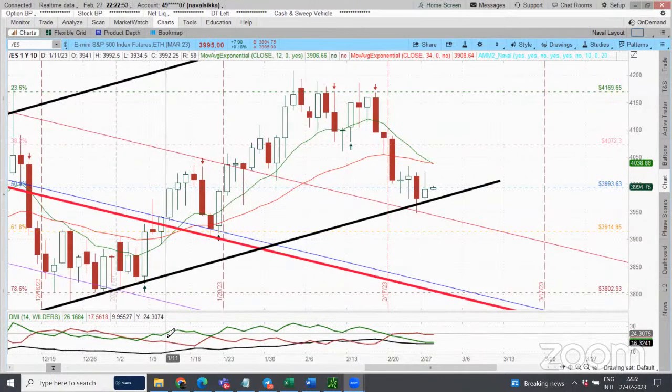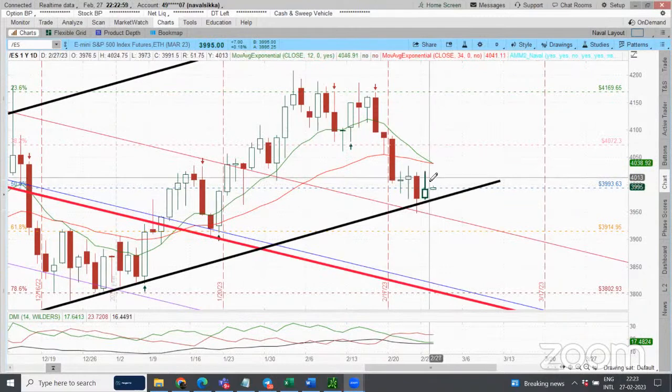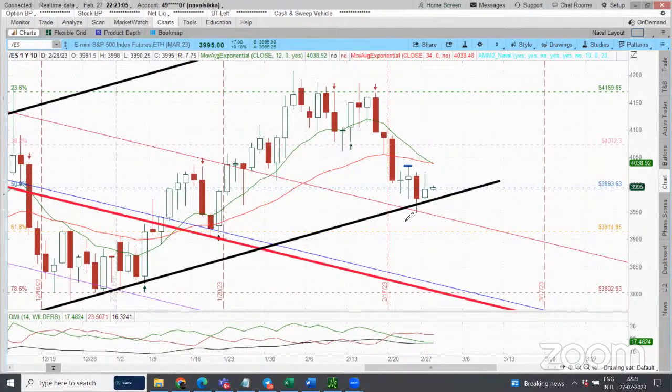Okay, so let's come back to our ES. If you see, this was last week's Thursday high. This is Thursday, this is Friday, and this is Monday. In conjunction, we still made a lower high. We still made a lower low. Yes, we tested this, but we bounced off it. But comparing from Thursday to today, we are still making lower lows and lower highs. So this is not positive.